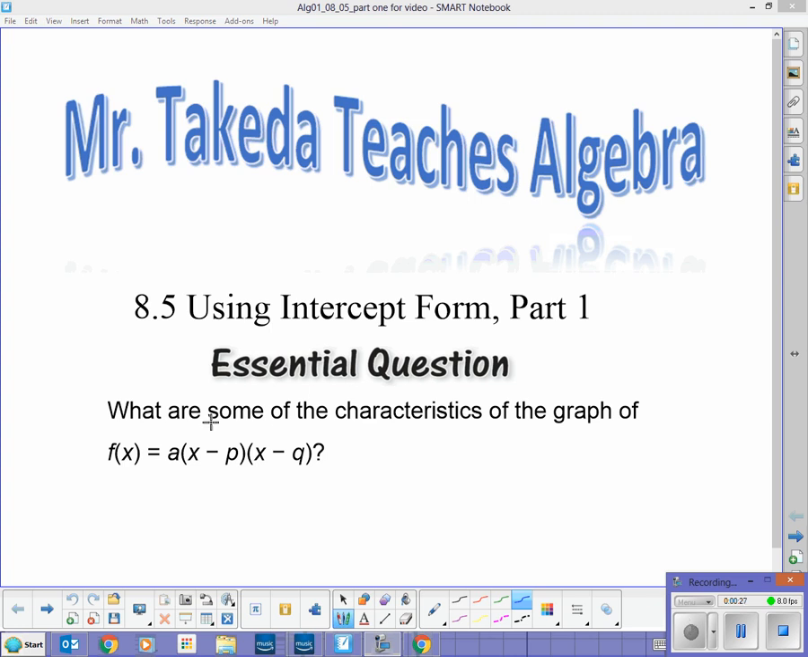The essential question: what are some of the characteristics of the graph of f of x equals a times x minus p times x minus q? This is called the intercept form. Why is that? Well, it's because we can look at these factors and get the x-intercepts of our parabola.